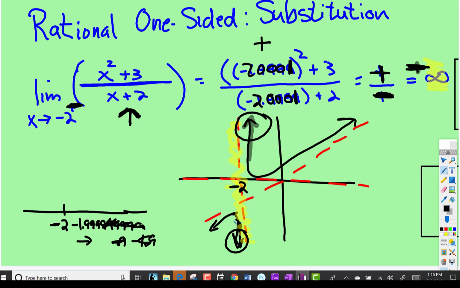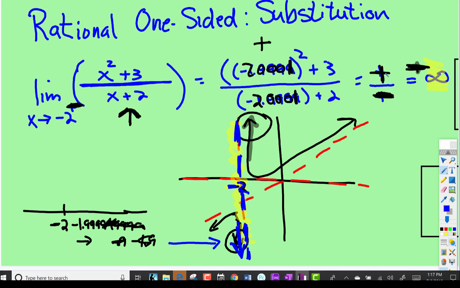And you can see from the left of this asymptote, so if the asymptote is here, and this is -2, coming from the left, that function is headed towards negative infinity. So using substitution on one-sided limits, this is kind of a quick way to determine.